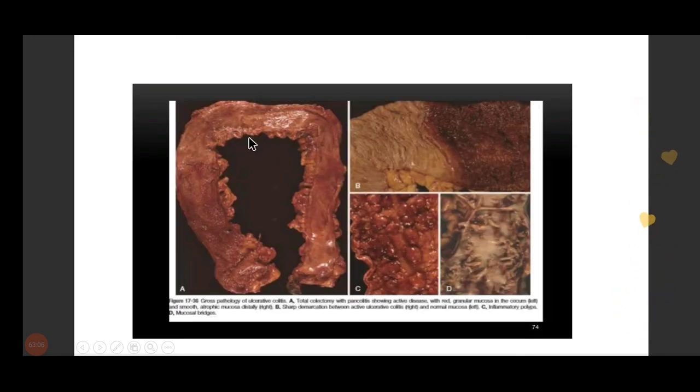See, this picture is taken from Robbins, and you can see that there is a red granular mucosa of the colon. Then there is an abrupt transition between uninvolved and involved colon. And this is a picture showing pseudopolyps.